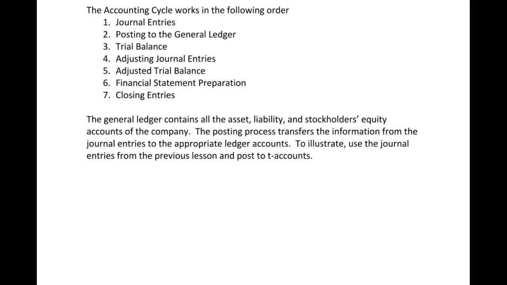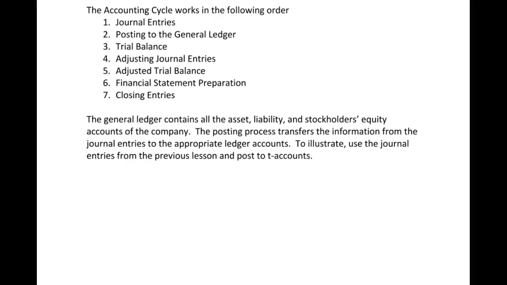So what I'm going to do is take all the journal entries that we did in accounting cycle 3 on journal entries, and use those journal entries to post to the general ledger. If we read down here, we see the general ledger contains all the asset, liability, and stockholders' equity accounts of the company. The posting process transfers the information from the journal entries that we've already done to the appropriate ledger accounts.